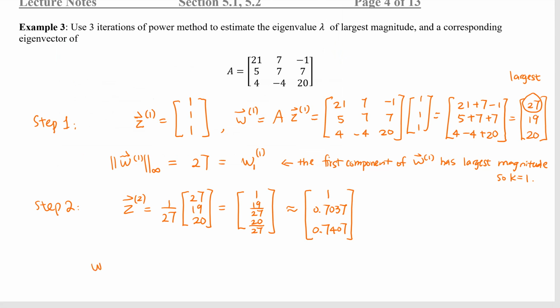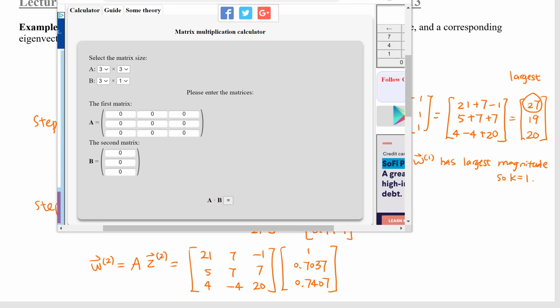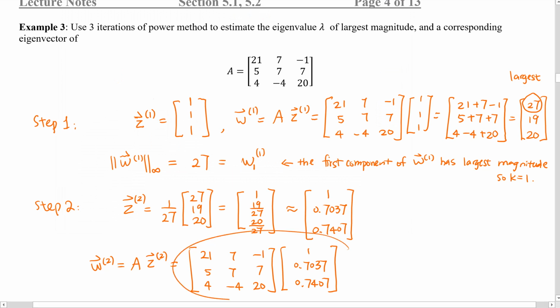So then what's W2? W2 is A times the Z2. So A is 21, 7 minus 1, 5, 7, 7, 4 minus 4, 20, times this vector 1, .7037, .7407. So far, so good. So here, you can use your graphing calculator. But don't forget, you need to show all the steps in order to receive credit in the exams, okay? But I do allow you to use a graphing calculator in your exam.